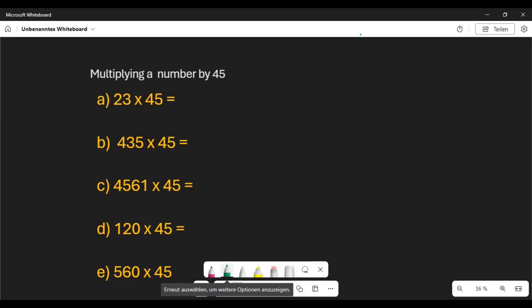So we have a few questions here that we're going to use to demonstrate. We have A, B, C, D, E. So I have 5 examples that we're going to use to elaborate how multiplication of any number by 45 can be simplified. Now, before we do that, we have to go through a few steps.